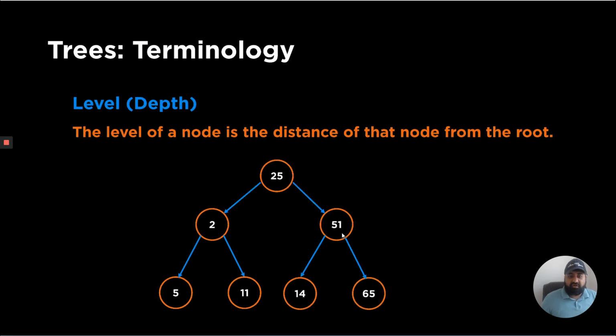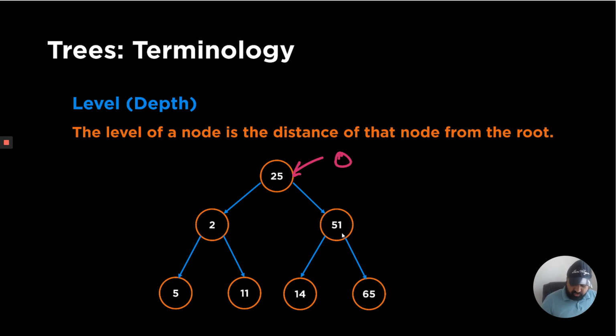The next one is called level or depth. So the level of a node is the distance of that node from the root. Let's talk about the base case. For 25, which is the root, the distance from the root is 0. If we talk about 2 and 51, their level is 1 because the distance from the root is 1. And finally, the leaf nodes in this tree, 5 is separated from the root node by two nodes. So that's why its level is going to be 2.